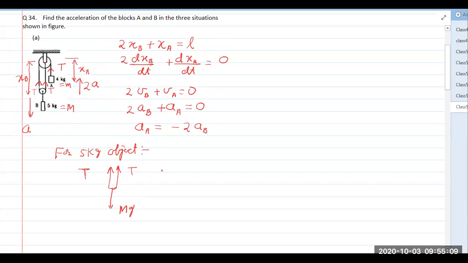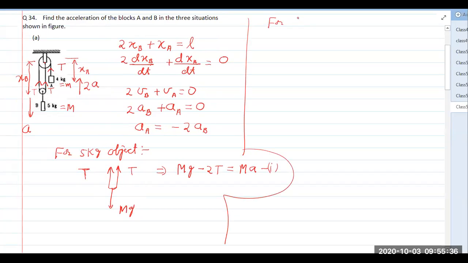If you write the equations, we have taken this object B as going downward, so we write Mg first: Mg minus 2T equal to Ma. This is equation 1.